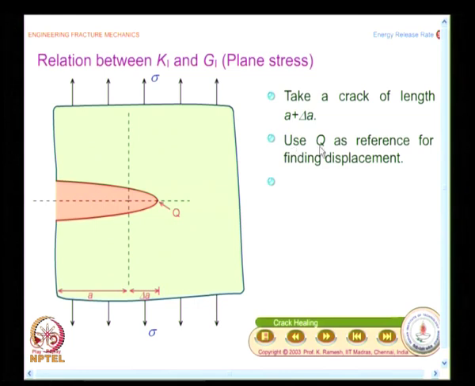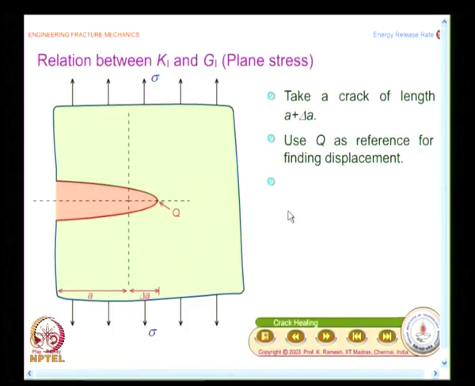And what is mentioned here is use Q as reference for finding displacement. When I have Q, I have to find out displacement on this. This is an exaggerated picture, it is actually a straight line here. So, what would be the value of theta that you have to use? Theta is 0 or 90 or 180 degrees. You have to visualize that this is 180 degrees, because I am talking behind the crack tip.